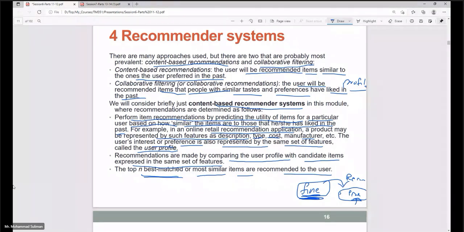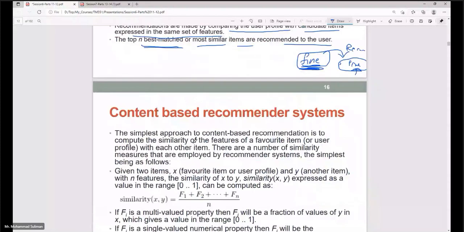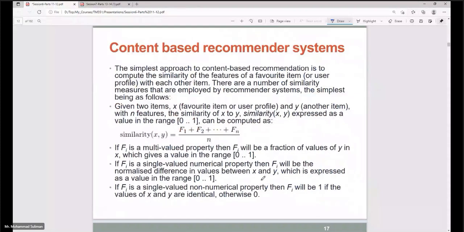Before we go to the example, we'll look at the content-based approach and how the similarities are calculated between the items. Because when we say we purchase the items, how will the similarities be calculated?